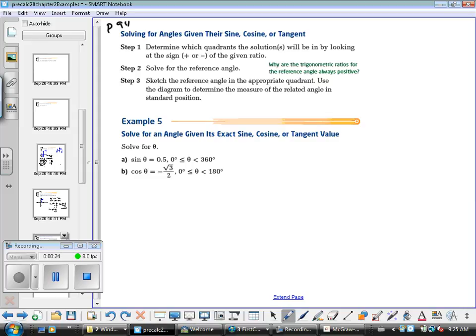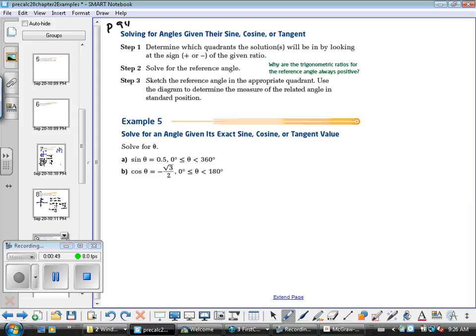Okay, so step 1, we have to determine which quadrant the solutions will be in by looking at the sign of the given ratio. And sometimes you'll have to. So if it doesn't specify the quadrant, just like in that last question, we had a negative cos value. If it hadn't told us that the answer was going to be in quadrant 3, we would have had 2 answers, right? One in quadrant 2 and one in quadrant 3, because that's where we would have negative cos values.